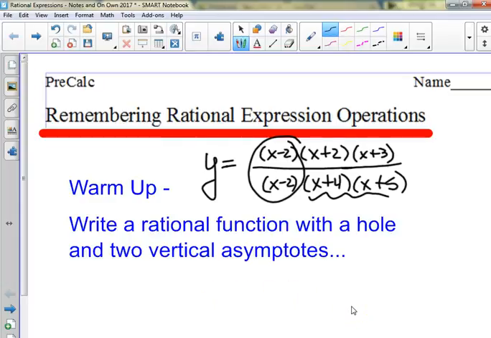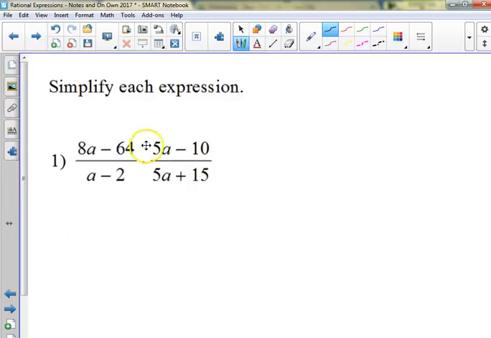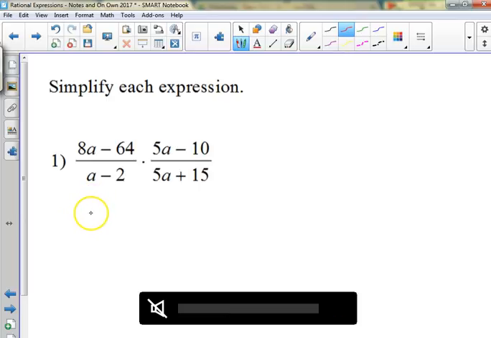Okay, so we already did the warm up. We're just going on to the worksheet. This is the remembering rational expression side. Everybody find it? Okay, multiplying and dividing are easier because all you have to do is what?